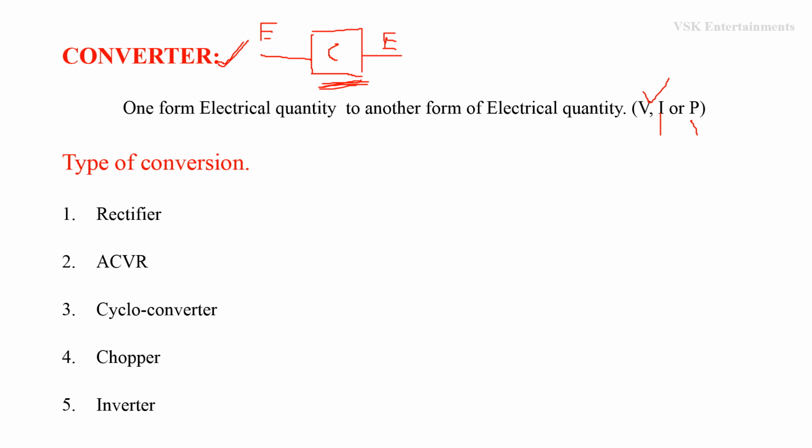Now depending upon the type of conversion, converter circuits are classified into 5 types. These are the types of converters. In that, the first one is a rectifier, the second one is an AC voltage regulator, the third one is a cycloconverter, the fourth one is a chopper, and the fifth one is an inverter. Now we are going to discuss each type of converter circuit.